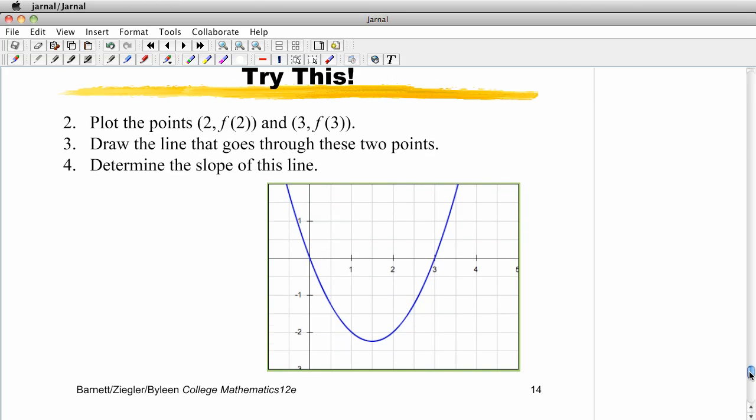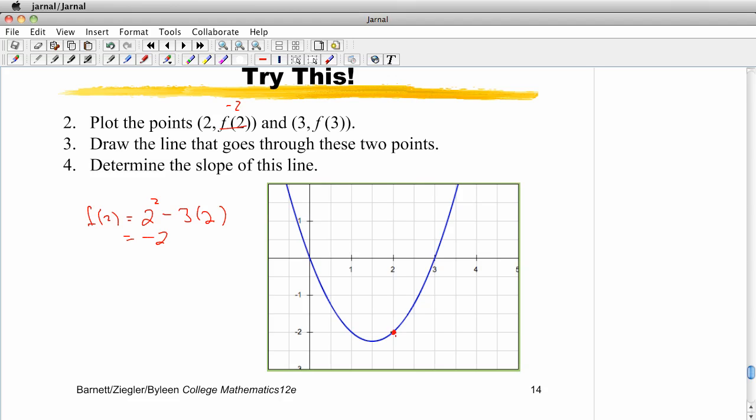This comes from the applet that's linked in the custom contents folder, so that we can use this to get a better picture for the rest of the problem. We want the point 2, f of 2. Now I could, over here, figure out what f of 2 is. Because remember, the definition of the function was x squared minus 3x. So f of 2 should be 4 minus 6, which is negative 2. So I could say here this is negative 2, and I could plot the point (2, negative 2).